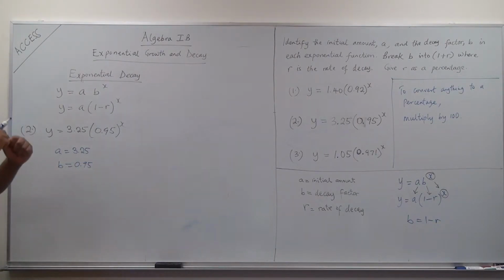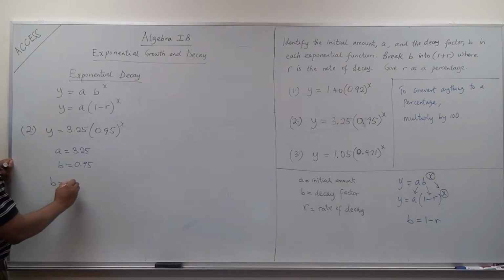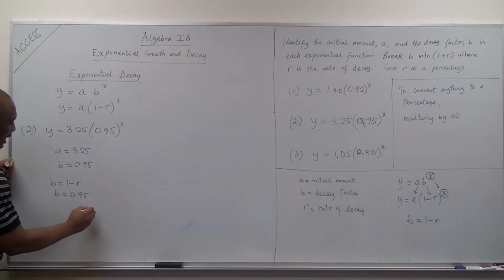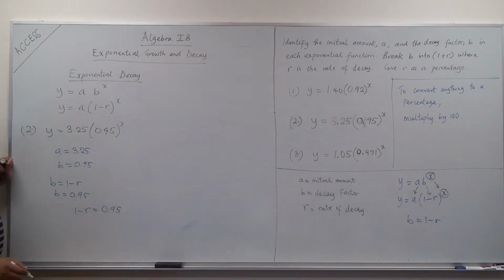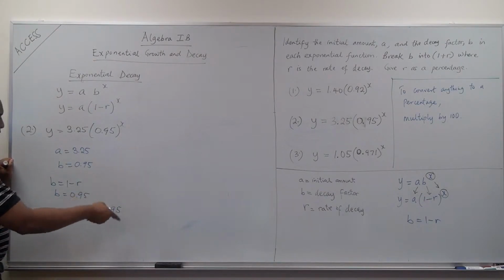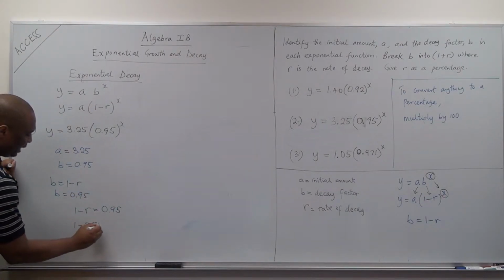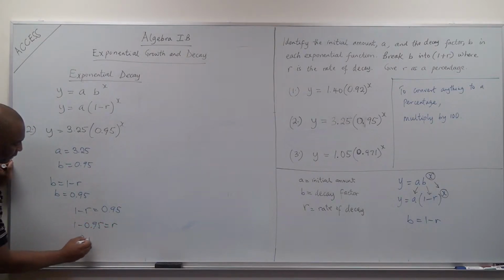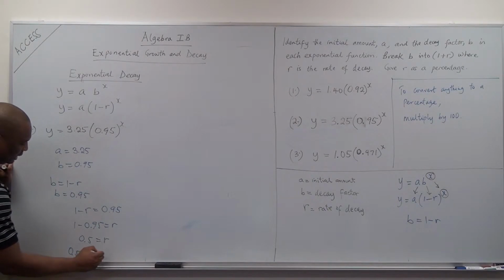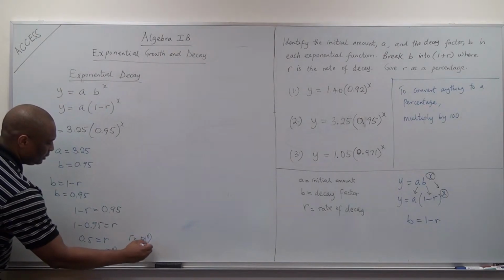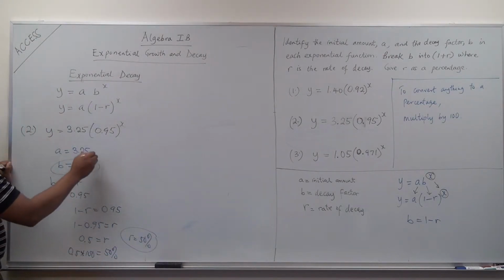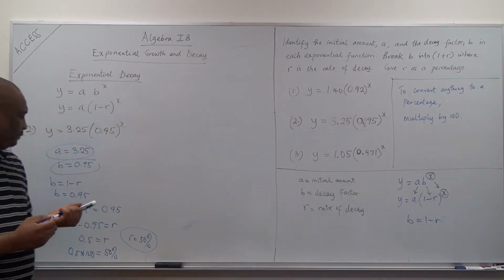So let's find our rate of decay. Now our B is 1 minus R, and our B is 0.95. So we now have that 1 minus R is equal to 0.95. Of course, if you move this over here, 1 minus 0.95 equal to R. So 0.5 is equal to R. To percentage, you now have 0.5 times 100, and that is 50%. So R is 50%.